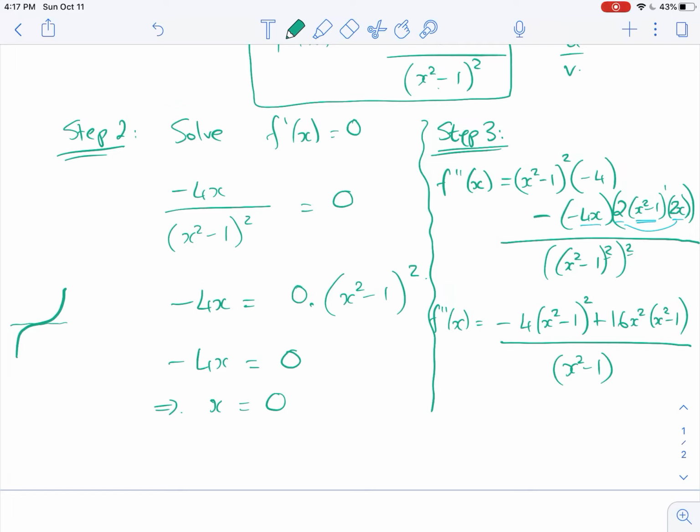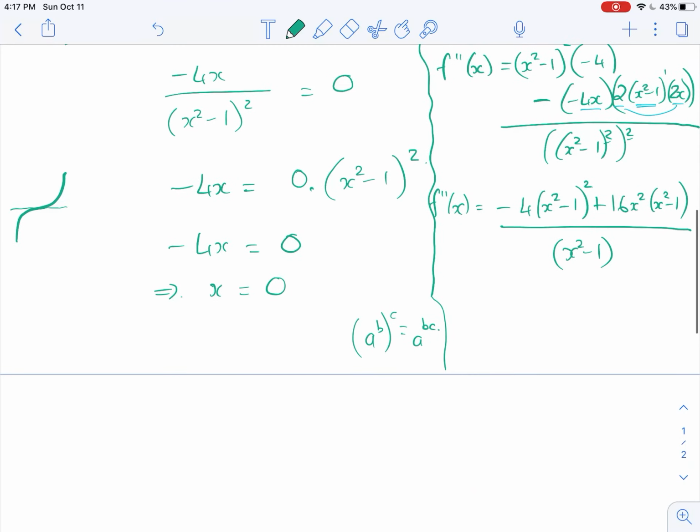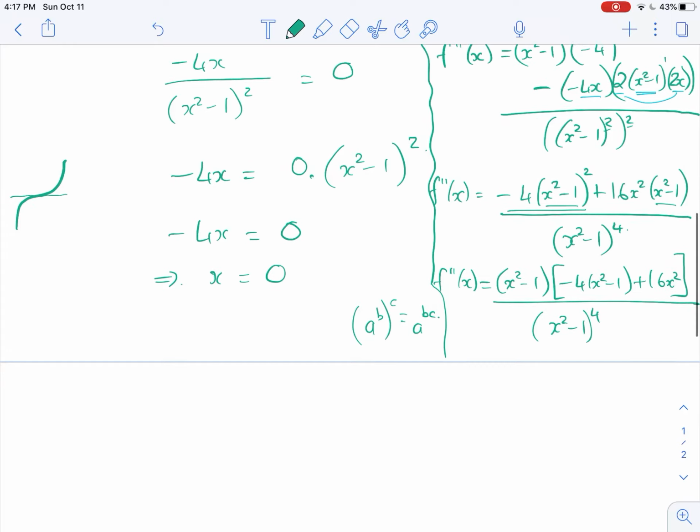Now the square to be squared, we multiply the powers. There are those nested powers. A to the power of b, all to the power of c is a to the b times c. So we end up with a power of 4 in the denominator. Tidying up a little more, so we have f double prime of x. We see here that the x squared minus 1 term is common to both. I'm going to factor it out. So you have x squared minus 1 times minus 4 times x squared minus 1, what remains from the first term, plus 16x squared, all over x squared minus 1 to the power of 4.